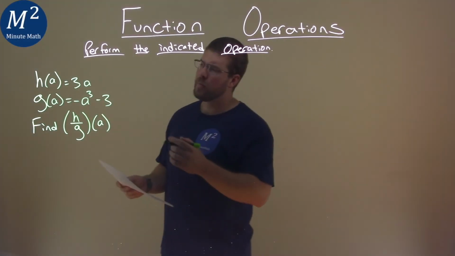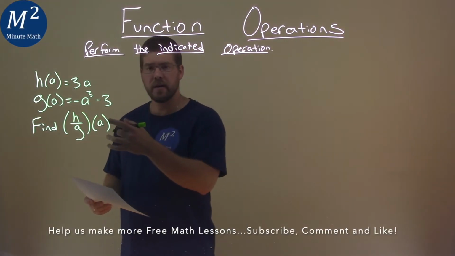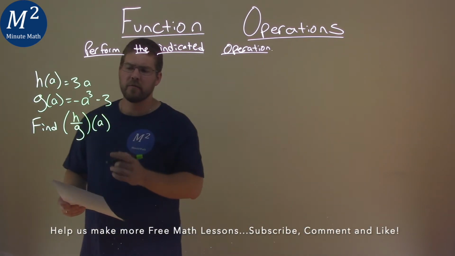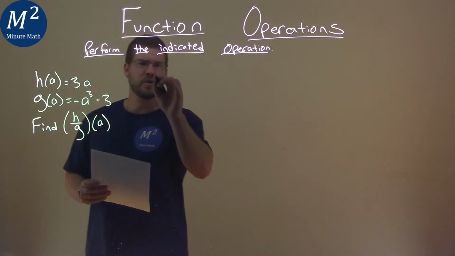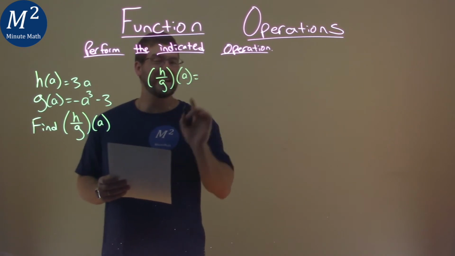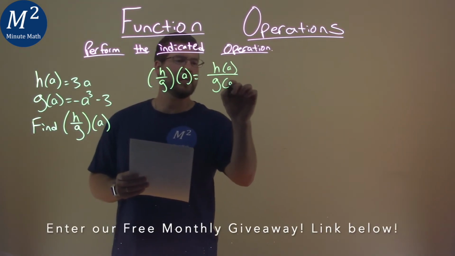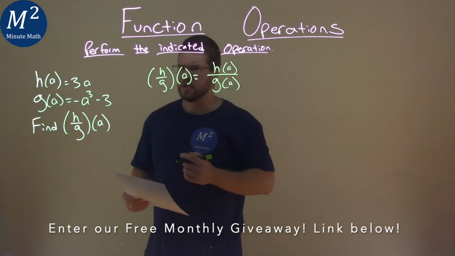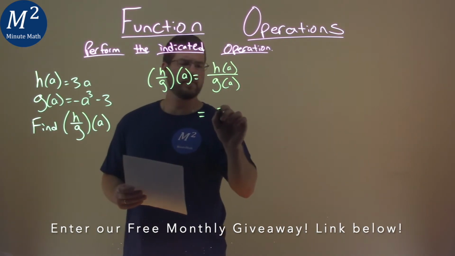We're given this problem right here. h of a is equal to 3a, g of a is equal to negative a to the third power minus 3, and we need to find h over g of a. Well, what is h over g of a? Well, that is equal to h of a over g of a, these two functions. Well, we're given h of a and g of a, so let's substitute that in. h of a is just, well, 3a.